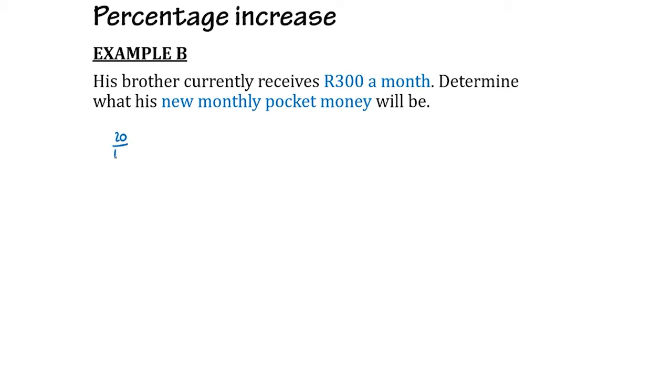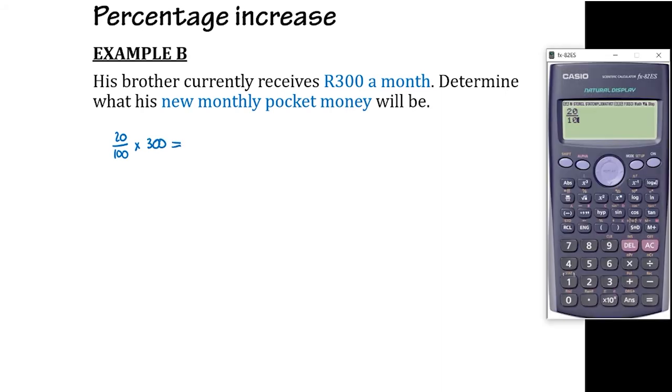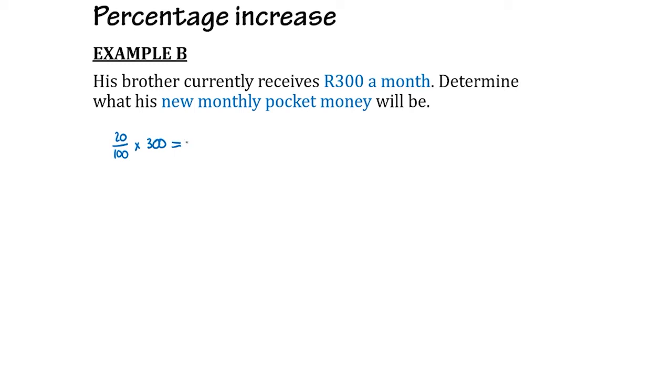First of all, we can do this the long way to say 20 over 100 multiplied by 300. Okay, well, let's go and work out what that's going to be. Here we have 20 over 100 multiplied by 300 Rand. And this needs to be bigger than 52. 60 Rand. So he is now going to get an extra 60 Rand. So this is his increase, not his new monthly pocket money. So his new monthly pocket money will be his 300 Rand plus 60 Rand, which will be 360 Rand.